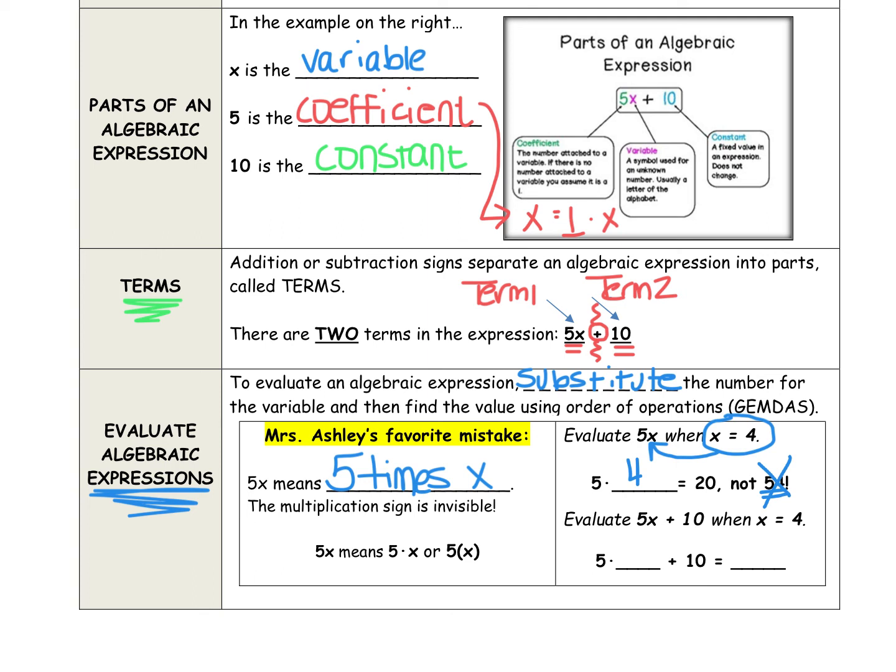We can do the same thing with the next example. Evaluate 5x plus 10 when x equals 4. We take what x is equal to and we substitute it in the place of the x. So 5x means 5 times 4 plus 10. We follow order of operations. 5 times 4 is 20, and 20 plus 10 gives us our answer of 30. Use these notes to help you answer the questions on the back.